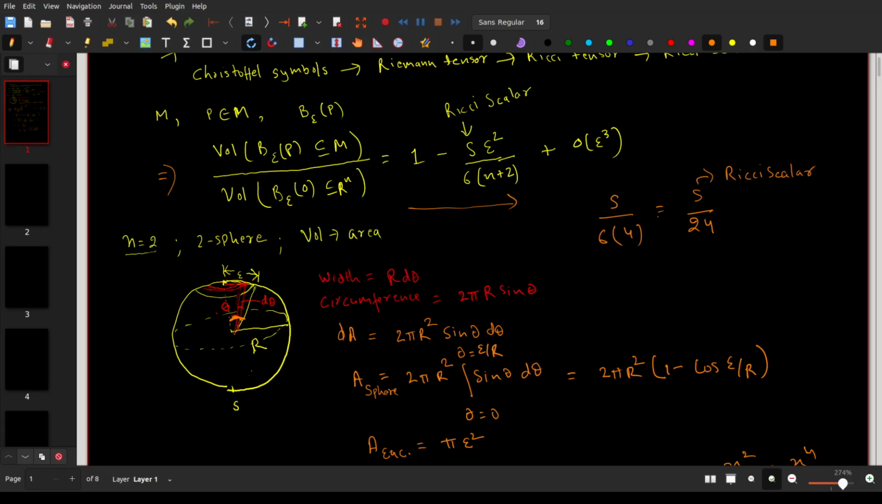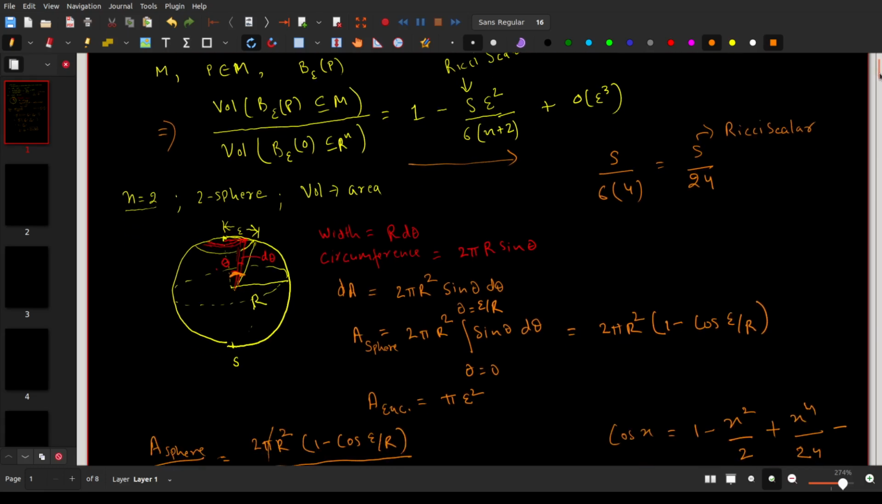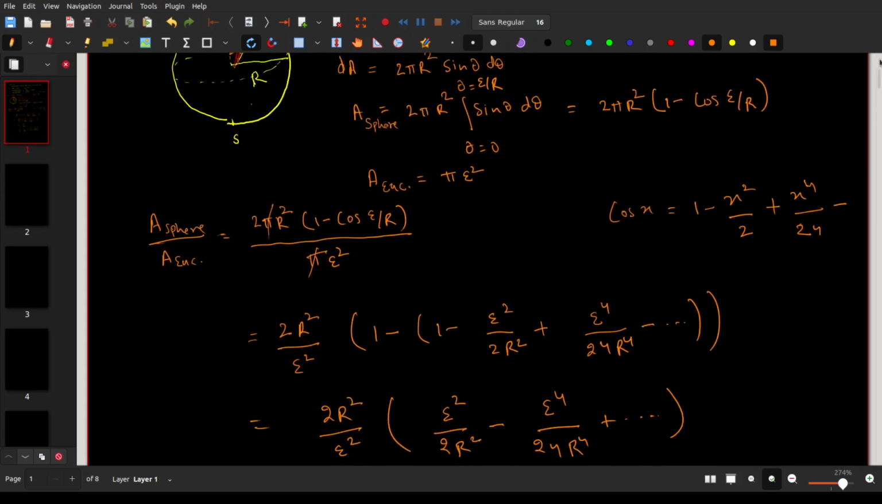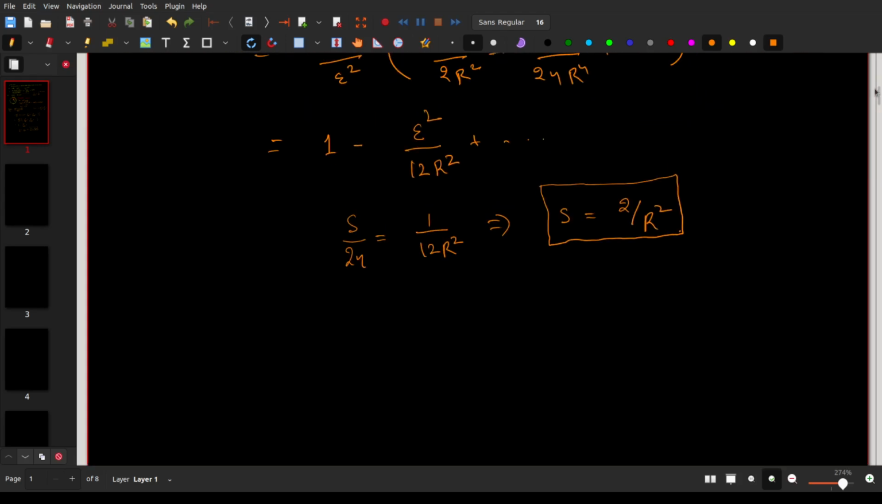For the case of the two sphere, it was s by 24, and we calculated this coefficient, and it was coming out to be 1 by 12 r square. So our Ricci scalar by comparison comes out to be 2 by r square.